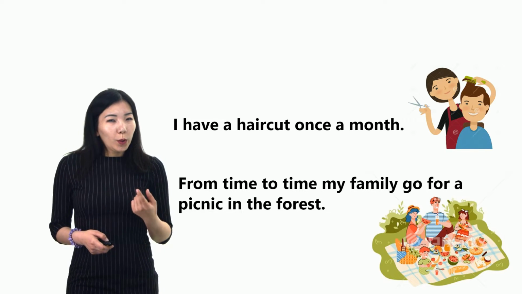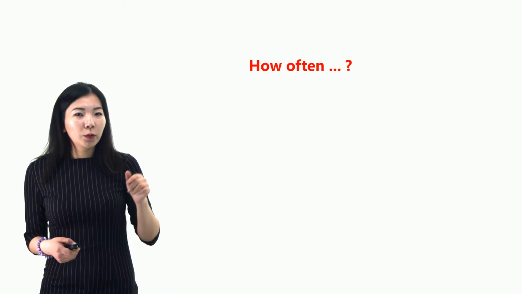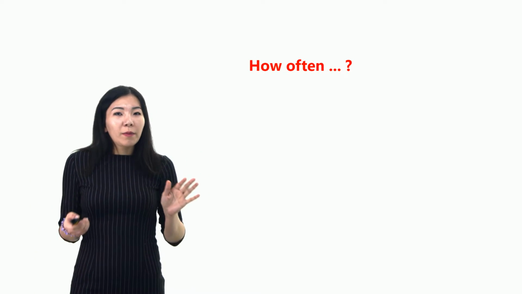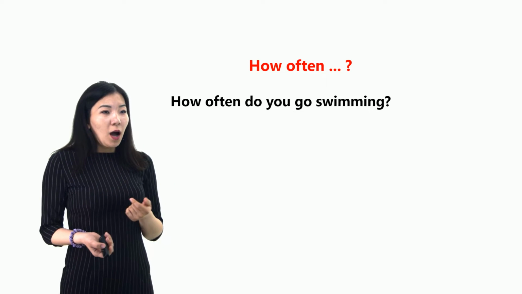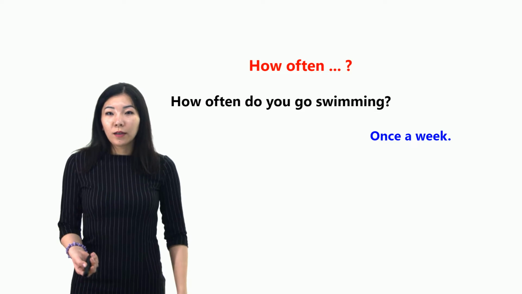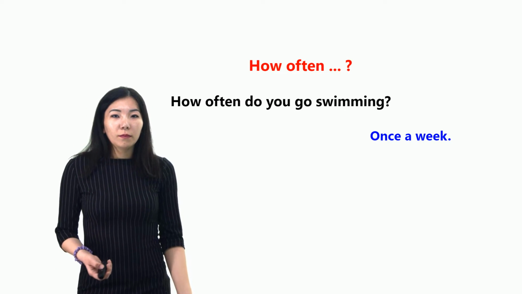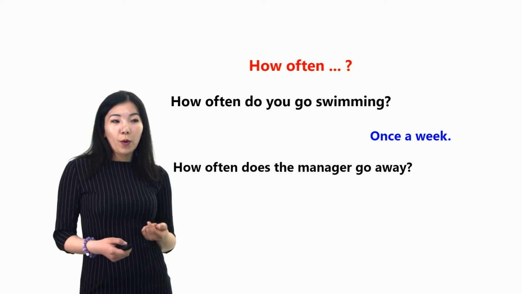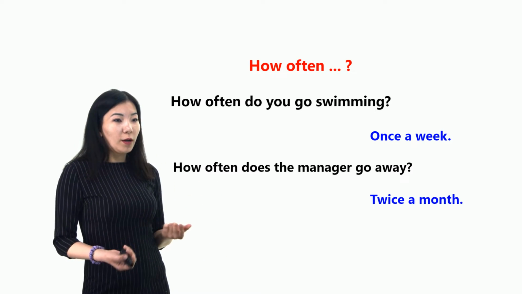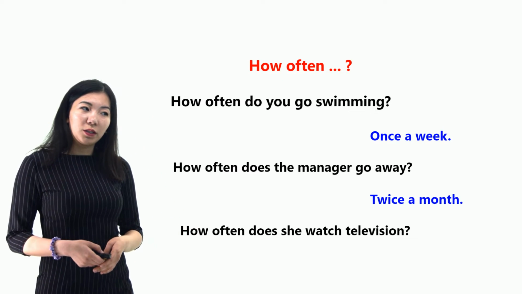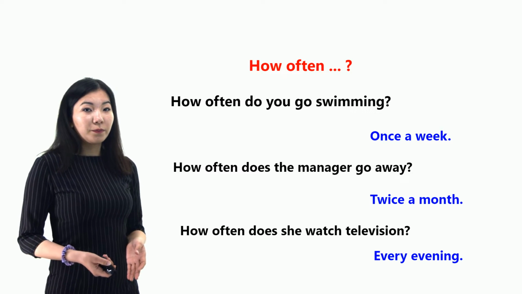Okay, when we start the question in a present simple with how often, we answer with the time adverbials. For example, how often do you go swimming? Once a week. Now, how often does the manager go away? Twice a month. How often does she watch television? Every evening.